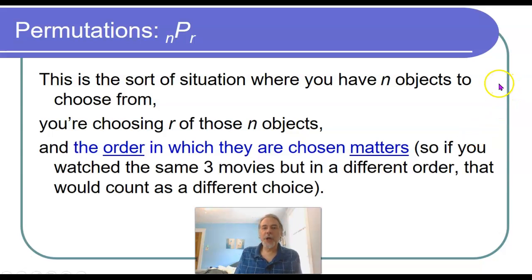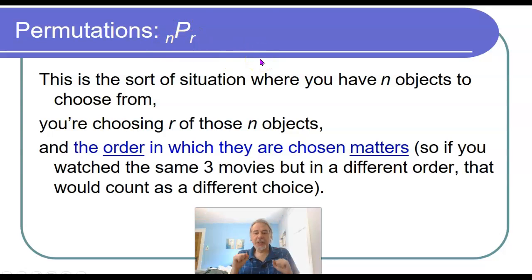And that's an example of the sort of situation where you have n objects to choose from, like 5 movies to choose from, and you're choosing r out of those n objects, like 3 out of the 5 movies, and the order in which they are chosen does matter. So if you watch the same 3 movies but in a different order, that would count as a different choice. That's permutations. That's written nPr.